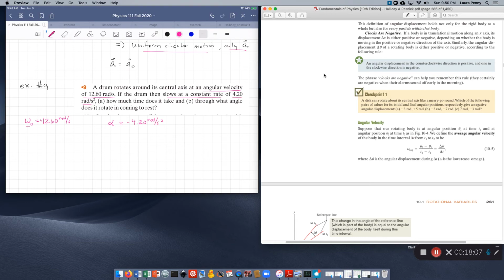I could have said this one was negative and that one was positive, that omega was, but it feels weirder that way because it's not telling me whether it's clockwise or counterclockwise in the problem. So I'm just going to say that this is positive and that the angular acceleration is in the opposite, the clockwise direction. All right, so then it says, how much time does it take? It slows at a constant rate. And through what angle does it rotate in coming to rest? And there we go again, to rest. And just like when we did linear or translational motion, rest means 0.